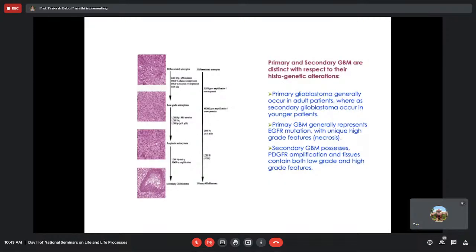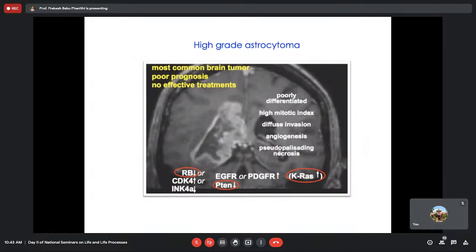Now, this is how the tumors are graded into different types. The grade 4 glioblastoma is poorly differentiated, with a high mitotic index. Mitotic cells are very, very high, and it's a diffuse invasion. It invades the entire brain. Angiogenesis is seen in all these tumors. Then pseudopalisading necrosis can also be seen. These are the genes, like RB1, CDK, EGFR, PDGFR, PTEN, KRAS. All these genes are getting overexpressed.